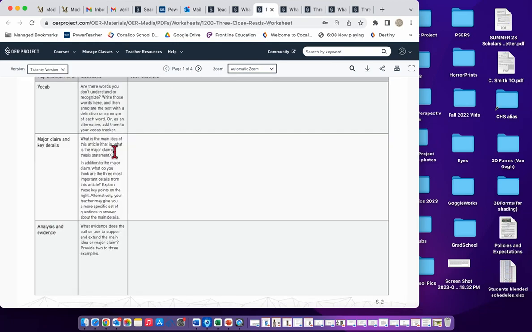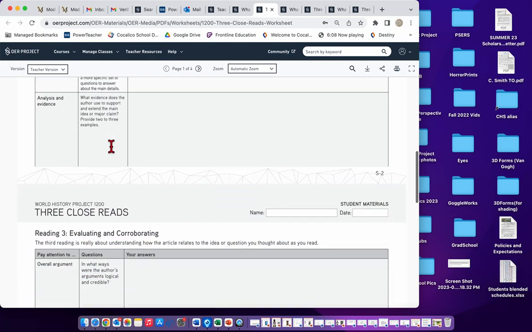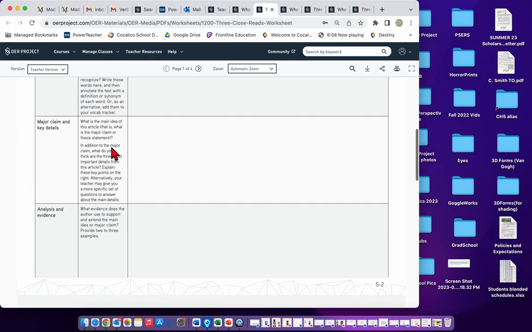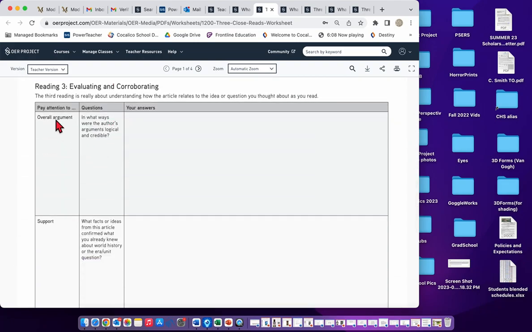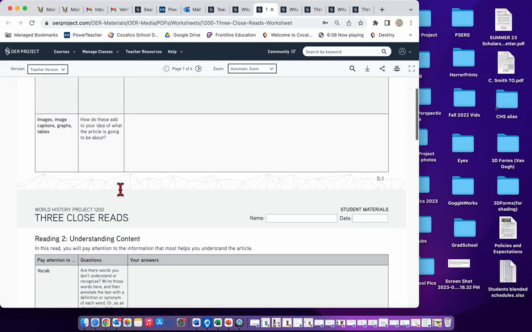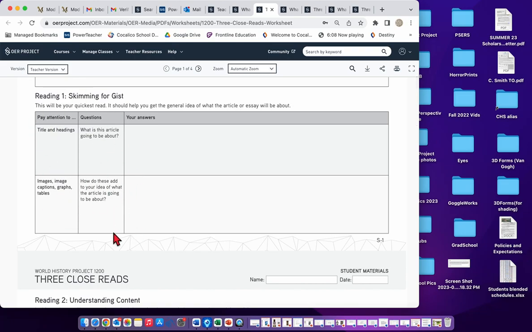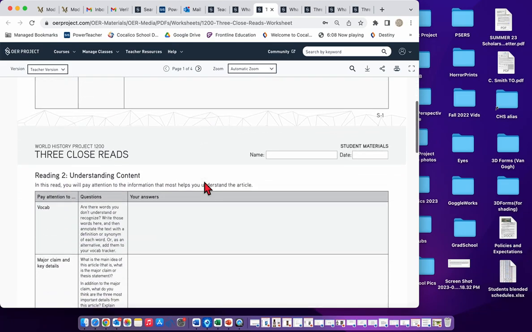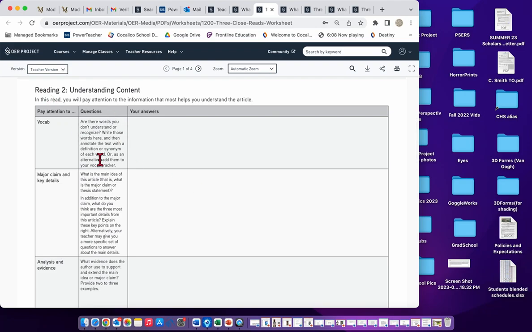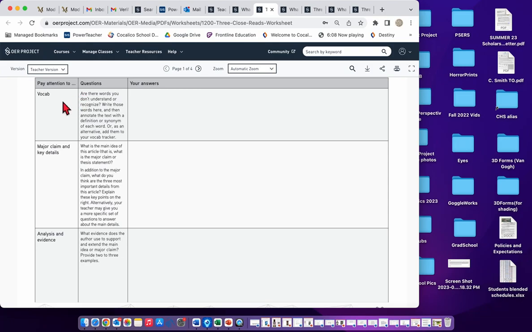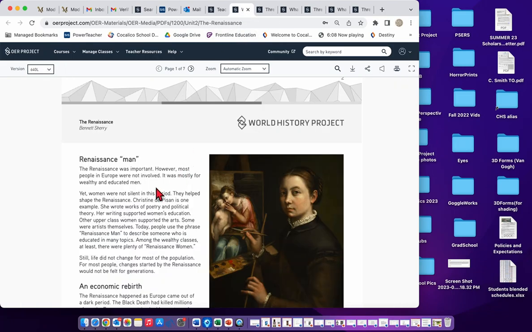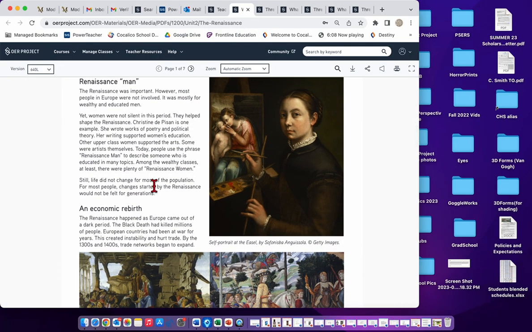Anyway, I do have this worksheet that has been provided by the OER project. This section here, reading 3, is all about world history, and the top section here, skim reading, I'm not going to use that at all. I'm going to be looking at reading 2 here, understanding the content, talking about some relevant vocab that we have going on, like humanism, as well as Renaissance man/woman. What is the main idea of the article? I think it's important for young people to know about women in the arts. That doesn't always get talked about in traditional approaches to art history.